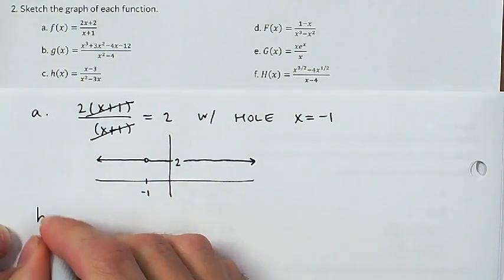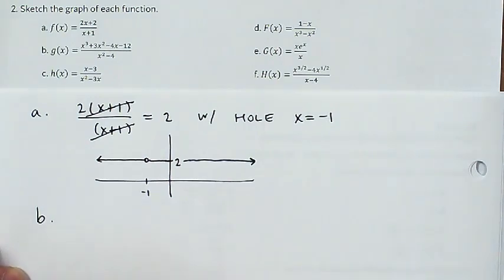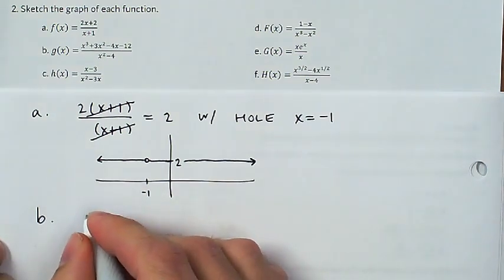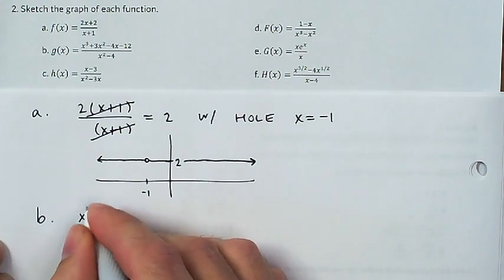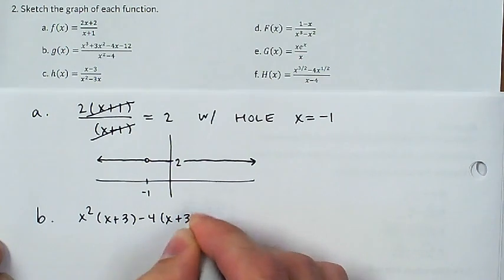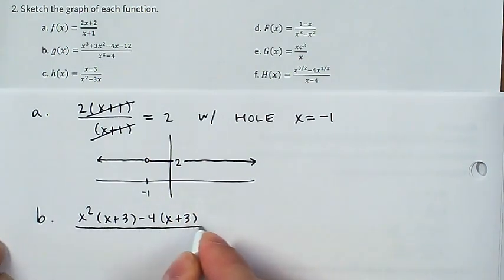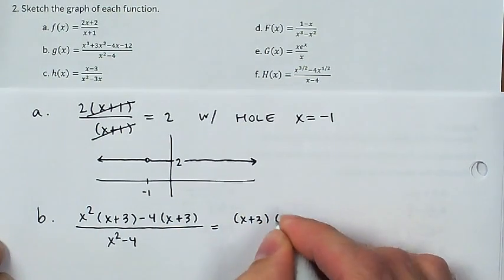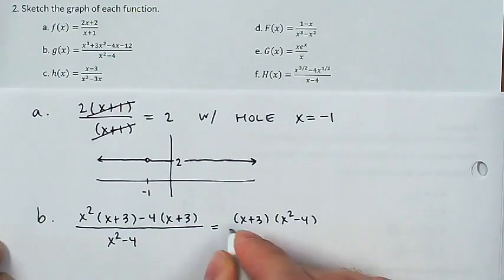B is looking like something I can probably factor. Okay, x to the third plus 3x squared minus 4x minus 12, divided by x squared minus 4. So I'm going to factor the numerator by grouping. I can factor out an x squared from the first 2 terms and be left with an x plus 3, and a minus 4 out of the second 2. Oh, whoops. I'm going to eventually factor out that x plus 3 and be left with an x squared minus 4, which is something I can cancel.